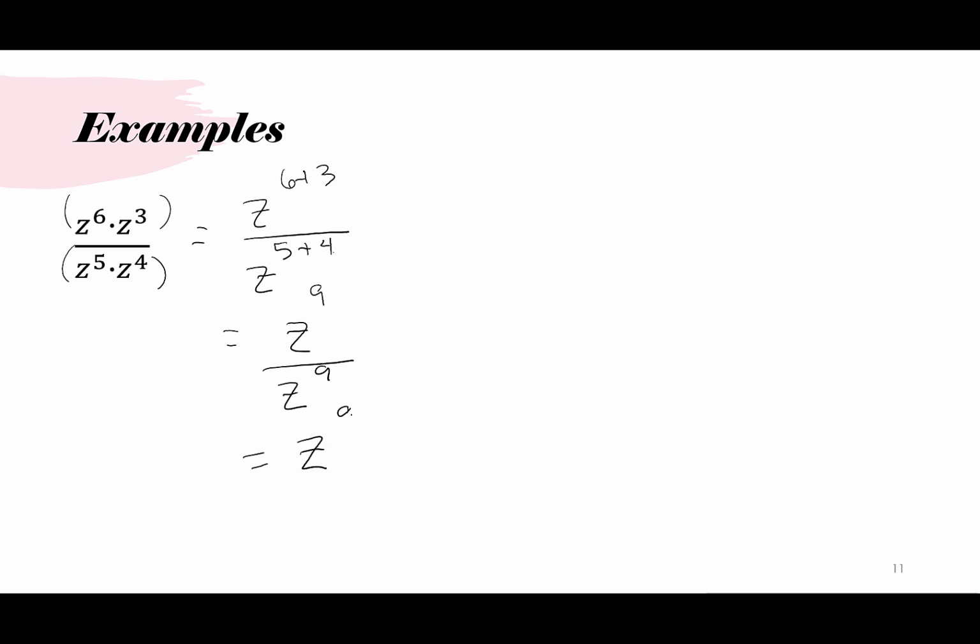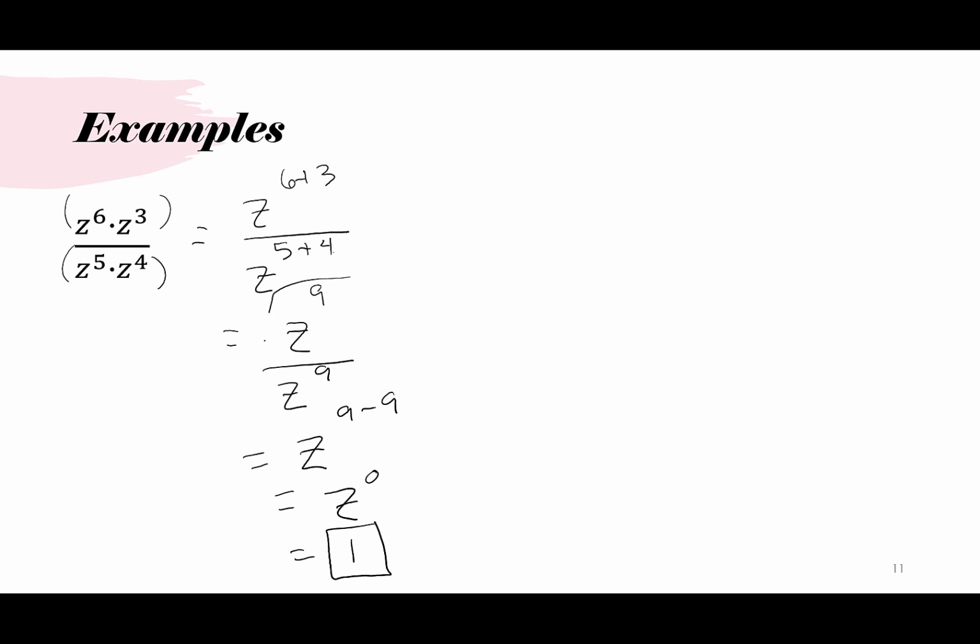One more, just like that. z to the 6th times z cubed over z to the 5th times z to the 4th. So 6 plus 3 in the numerator, 5 plus 4 in the denominator. So the numerator is z to the 9th. The denominator is also z to the 9th. So this time, I could go ahead and subtract, right? Let's say we are consistent and keep doing our rules. 9 minus 9, which is z to the 0.